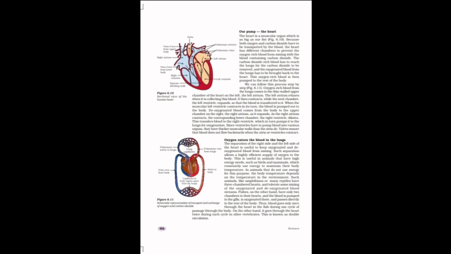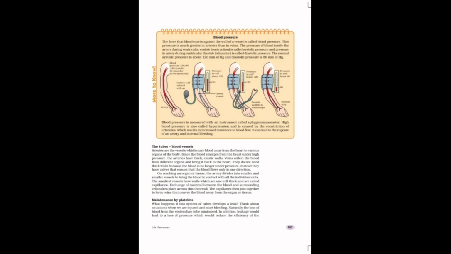Maintenance by platelets. What happens if this system of tubes develops a leak? Think about situations when we are injured and start bleeding. Naturally, the loss of blood from the system has to be minimized. In addition, leakage would lead to loss of pressure, which would reduce the efficiency of the pumping system. To avoid this, the blood has platelet cells which circulate around the body and plug these leaks by helping to clot the blood at these points of injury.